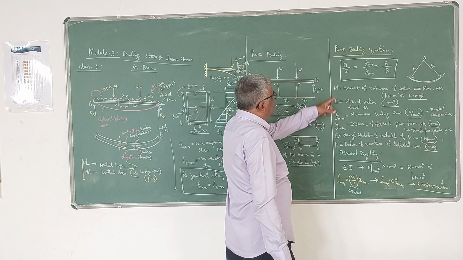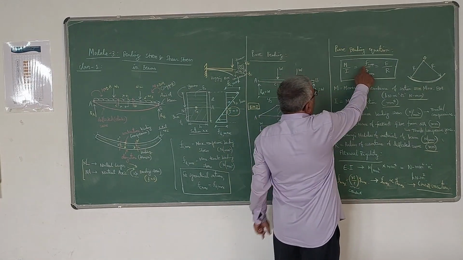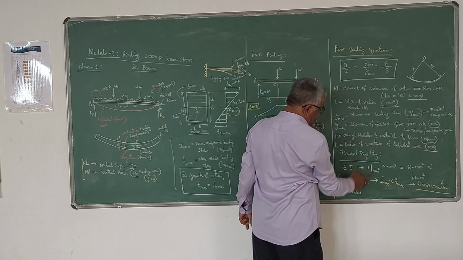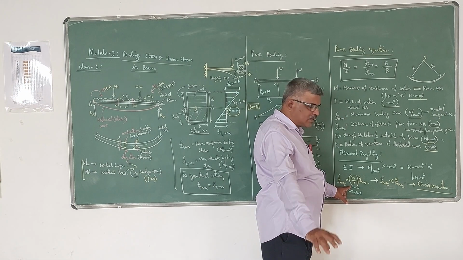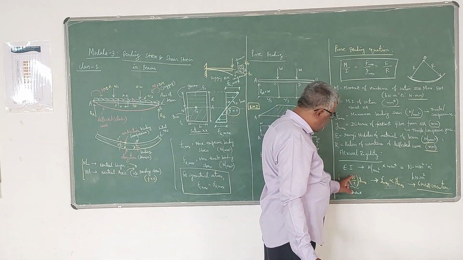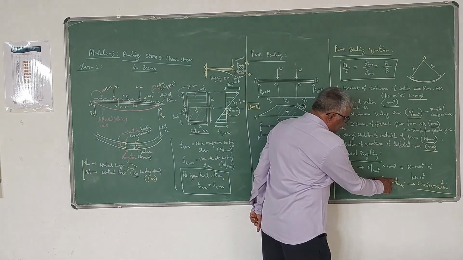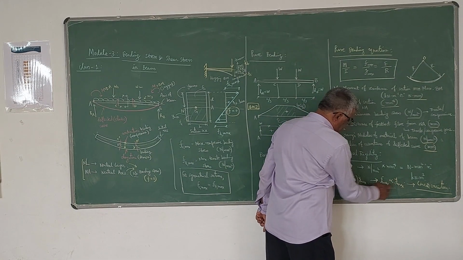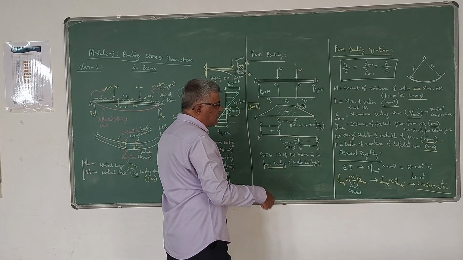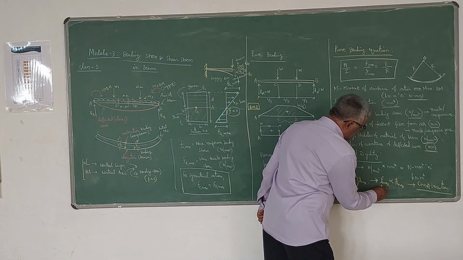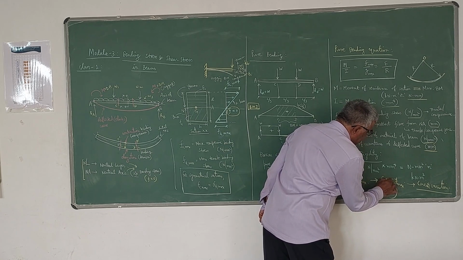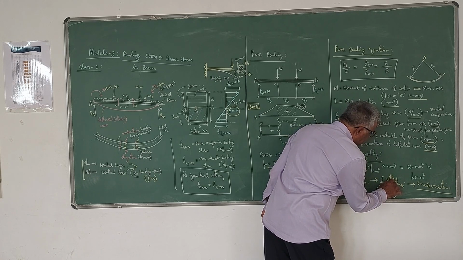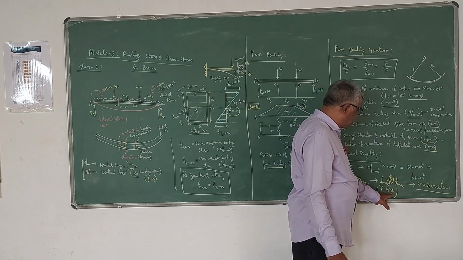If you observe this equation, F max is equal to M by I into Y max. This M by I is constant for a given section. I is constant, the maximum bending moment is also constant. So M by I becomes a constant. That means we can say F max varies directly with Y max. As Y max increases, your F max also increases. That means F directly varies as Y. F max is equal to M by I into Y max, so there is some constant into Y max. So F is directly proportional to Y.